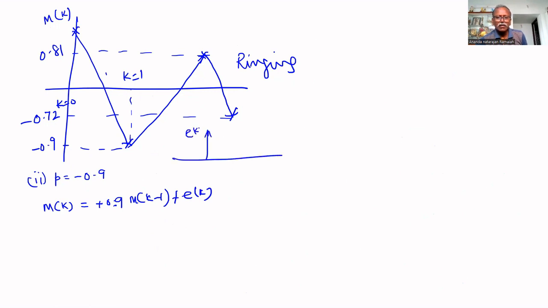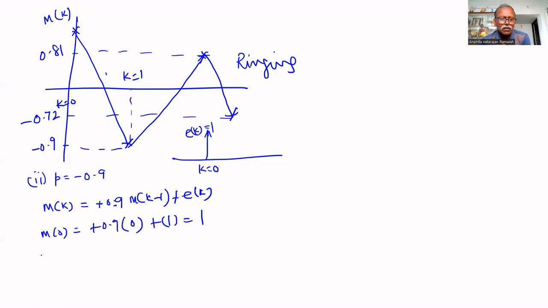E of k equals 1 when k equals 0, otherwise it is 0. So if you substitute and find M of 0, M of 0 equals plus 0.9 times the old value of control output, which is 0, plus E of k equals 1 when k equals 0. Therefore, M of 0 equals 1.